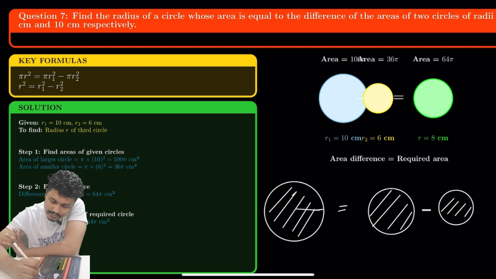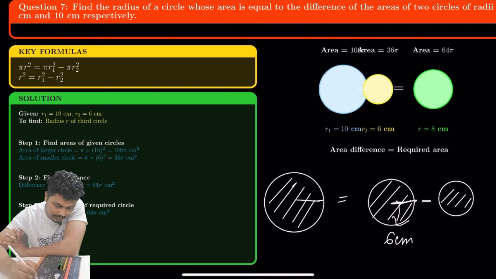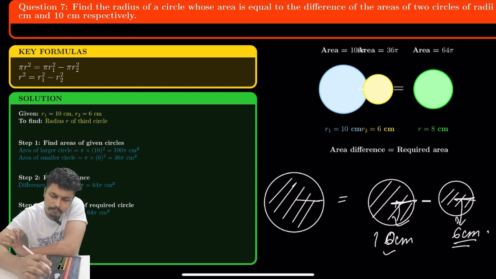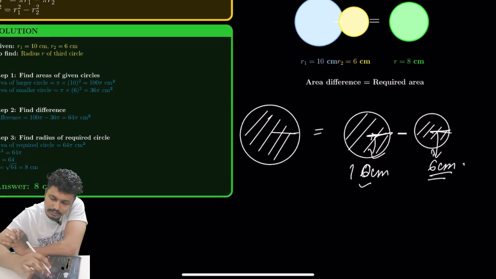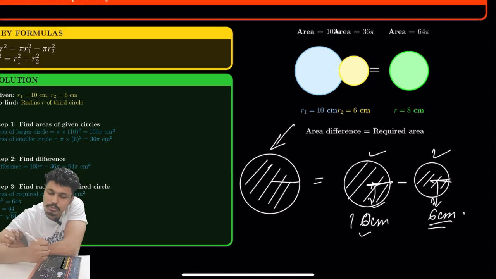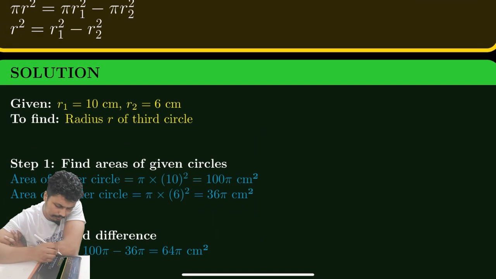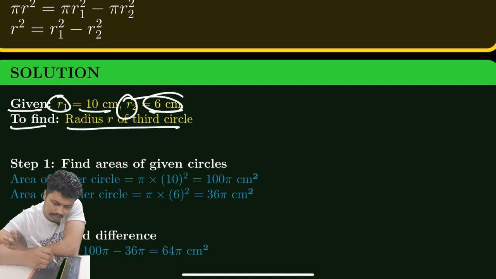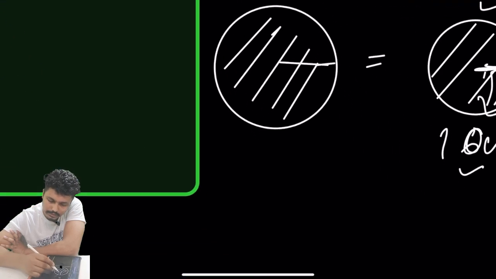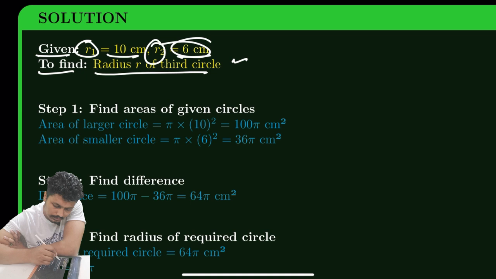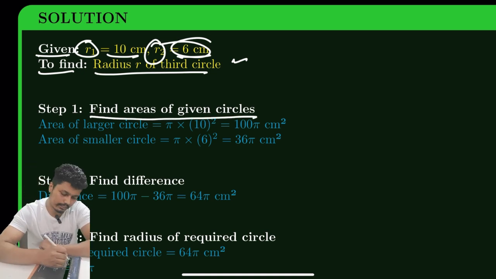Now what else is given is the radius of this one. Let's say the radius of this one is 10 centimeter, and the radius of this one is 6 centimeter. If I need to find the area difference of these two, I'll find the area of each. Let's start. Given: radius of the first circle 10 centimeter, radius of the second circle 6 centimeter. What do we need to find? The radius r of the third circle.